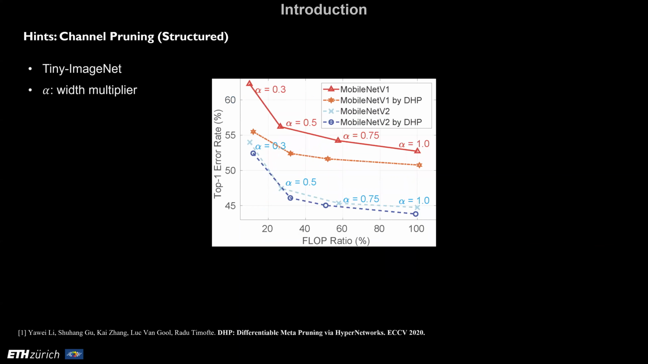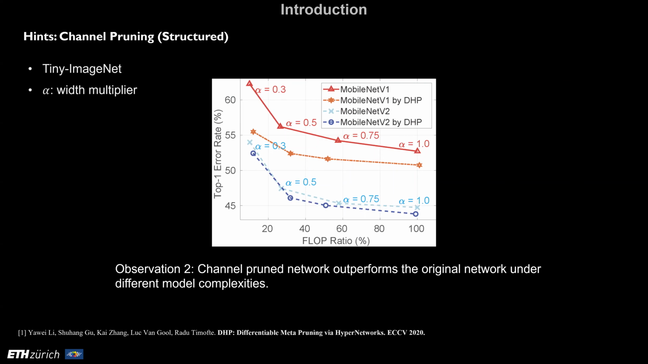And the second hint comes from channel pruning. So in the figure, we have the MobileNet with different width multipliers. And under each width multiplier, it is possible to find and improve the network architecture that can outperform the baseline. And our work is highly inspired by this observation. We studied the generalization ability of this observation to a large variety of network architectures, datasets, and also other vision tasks.